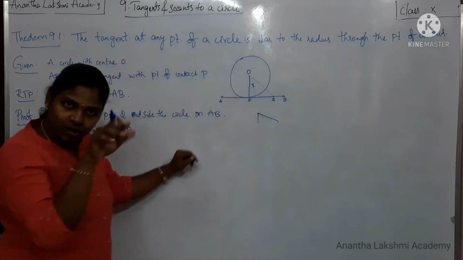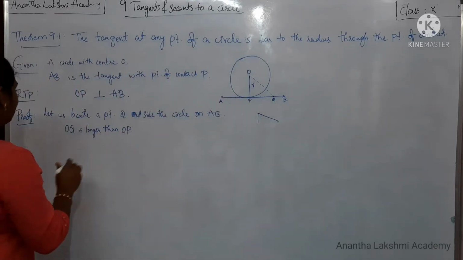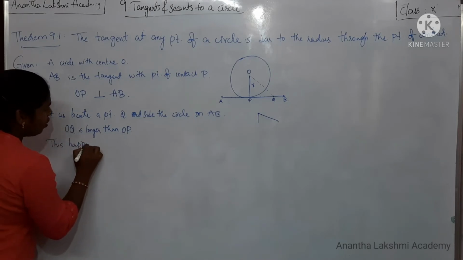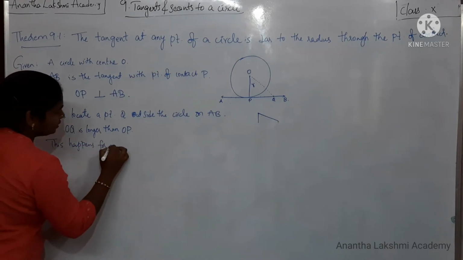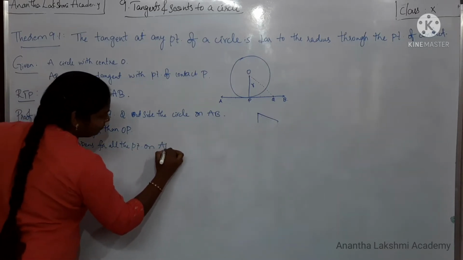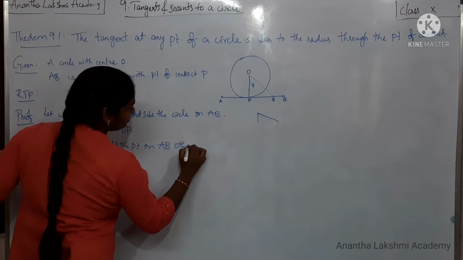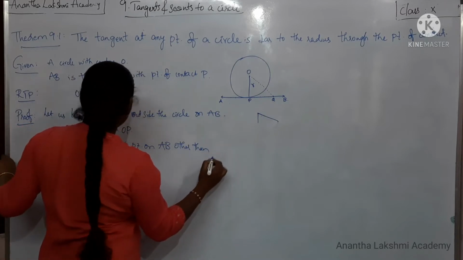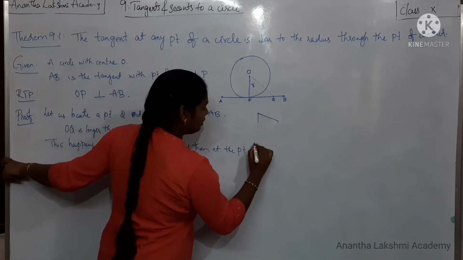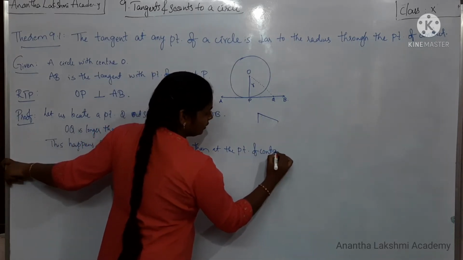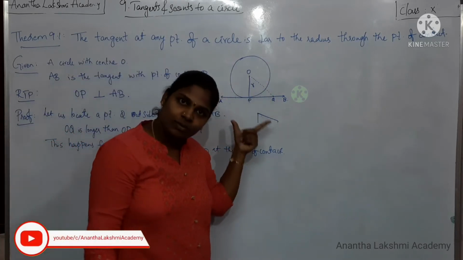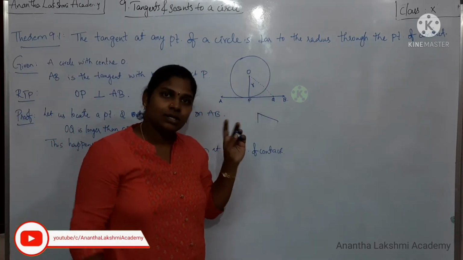Now, if I try locating a point here, the same thing here, the same thing here, anywhere other than the point of contact, this happens for all the points on AB other than the point of contact. Because at the point of contact you already have this length, the short length. Other than that, the rest of the lengths are longer.